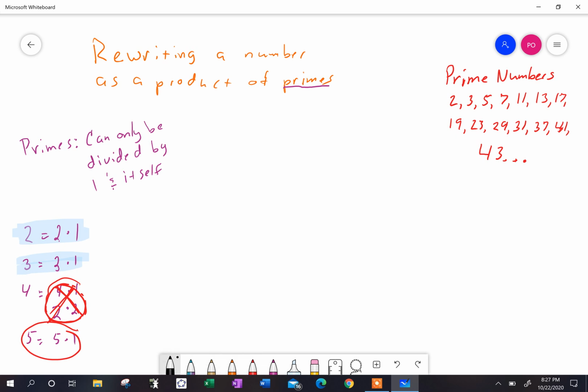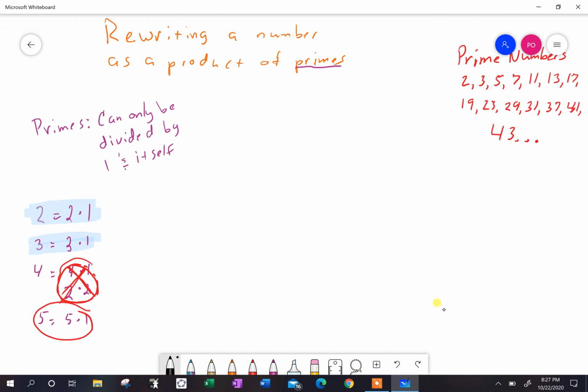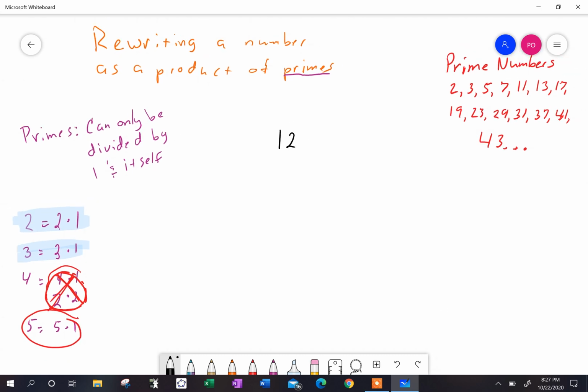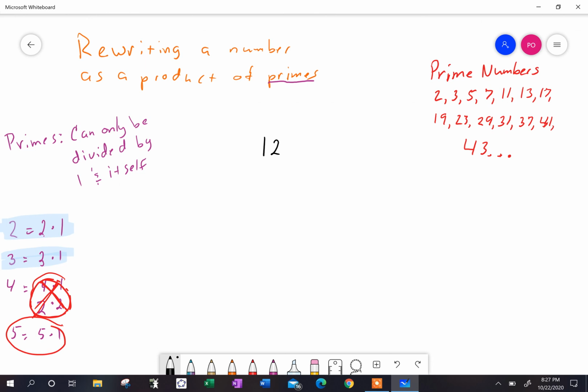Now, I'm going to rewrite a number as a product of primes, and I'm going to pick the number 12. And what you can do is say, well, do I have any prime numbers right off the bat? And you might say, oh yeah, I know that 12 is really 2 times 6. And because 2 is prime, I'm going to circle it. But 6 is not. So then I say, well, what two numbers multiply to 6? 2 times 3. But 2, 2, and 3, they're all prime. So 12 is really 2 times 2 times 3.